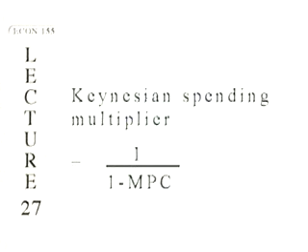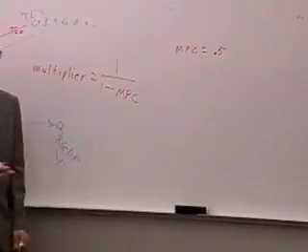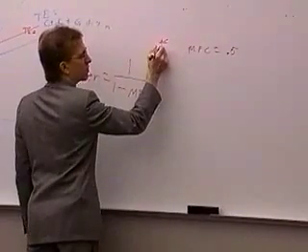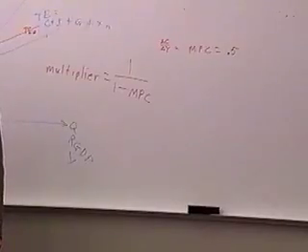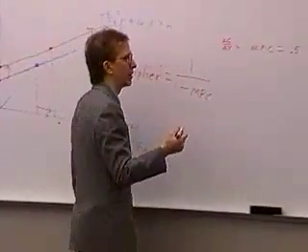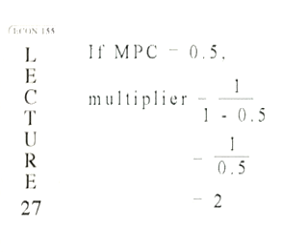So if I tell you the MPC, you ought to know how much the multiplier is. If I tell you MPC equals 0.5, you remember what the MPC is? Change in consumption spending divided by change in income. It's the fraction of each incremental dollar's worth of income that gets spent. If the MPC is 0.5, then the multiplier is equal to 2. 1 over 1 minus 0.5 equals 1 over 0.5 equals 2.